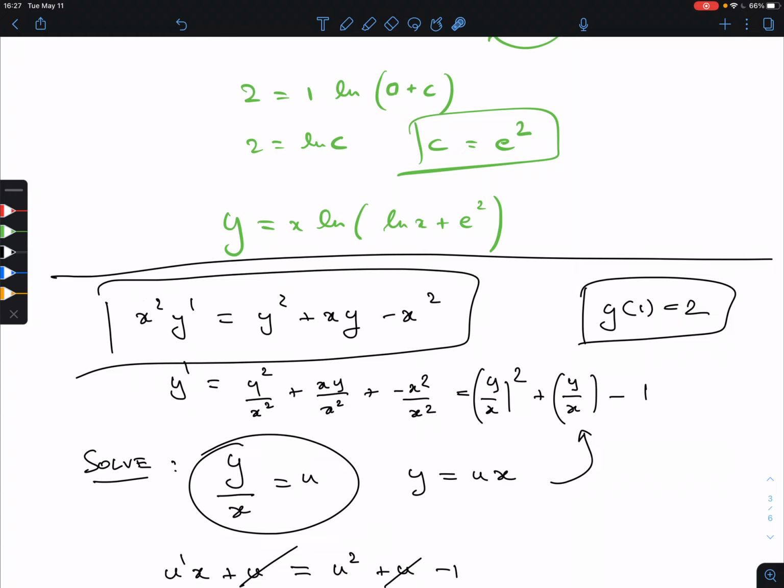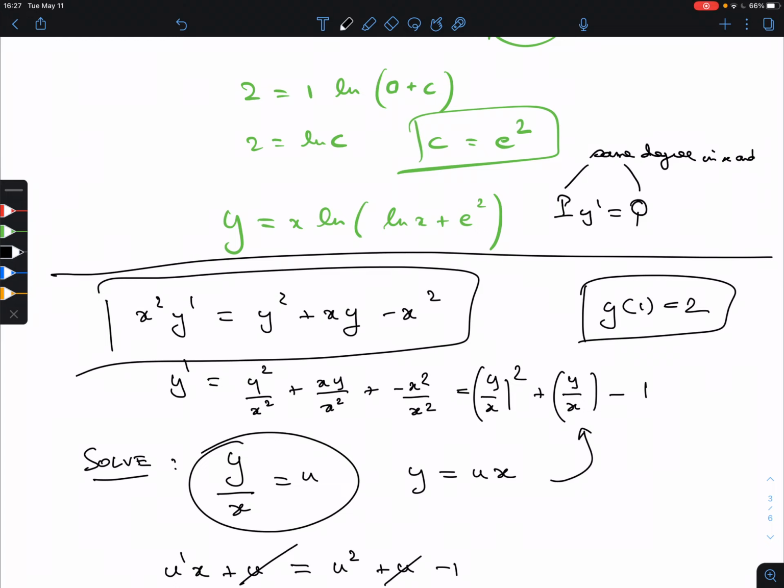Okay? So in other words, a special form would be P y prime equals Q, where P and Q have the same degree. It doesn't have to be 2. So the same degree in x and y. So we have to calculate the degrees in both. This is why I say this has degree 2, right? Degree 1 in x, degree 1 in y, so the total degree is 2.